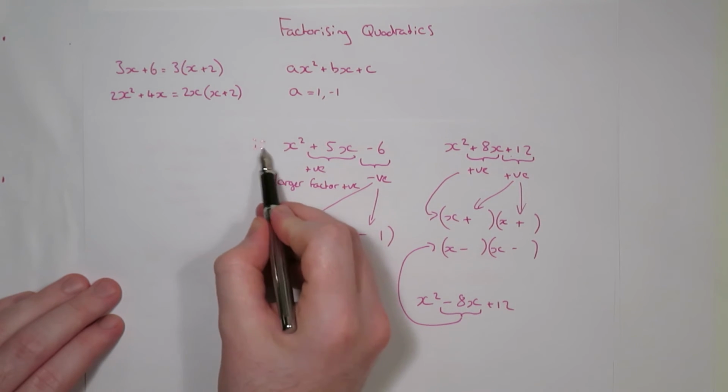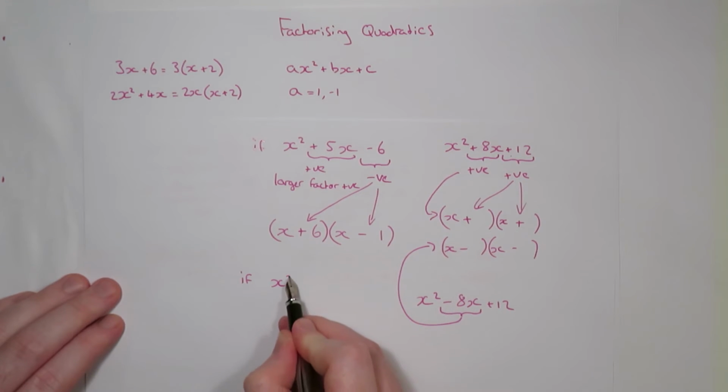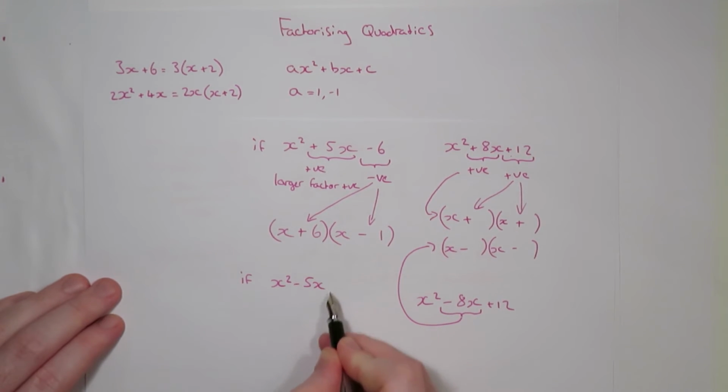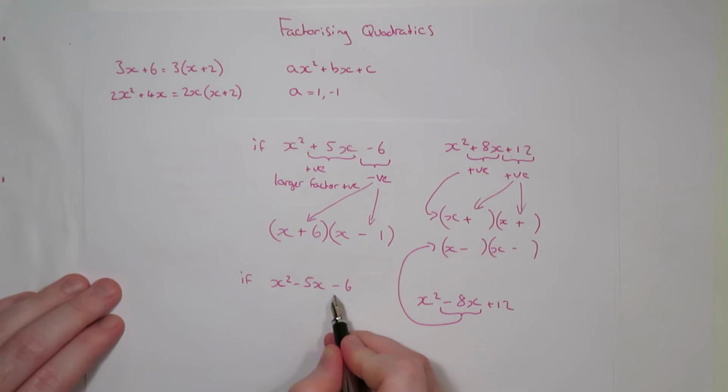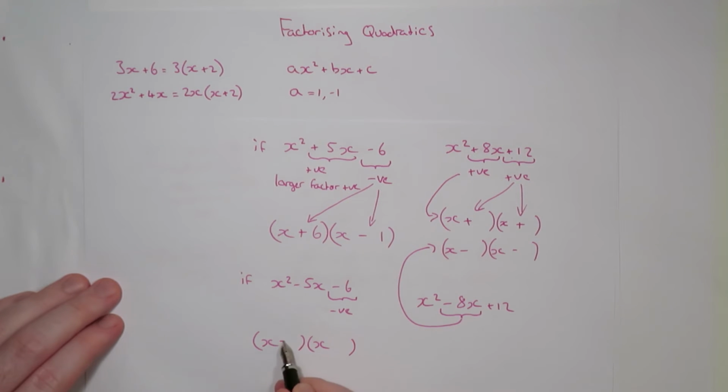Okay, if it was x squared minus 5x minus 6, so in this case this here is still negative, which tells you that with your brackets you have one plus and one minus. But here this term is now negative. Okay, and if it's negative, then the larger factor is negative. So in this case, 6, 1.